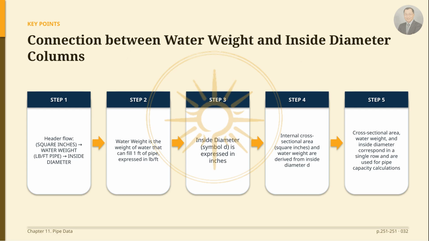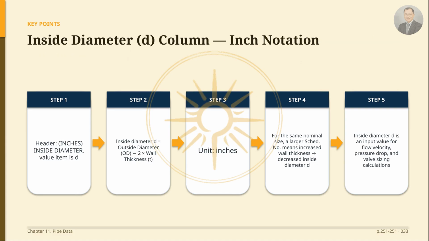Knowing this inside diameter D allows you to find the internal cross-sectional area in square inches, and by multiplying that by the density of water, you can calculate the water weight. Ultimately, within one row, the cross-sectional area, water weight, and inside diameter are paired together and used when determining piping capacity. I would like to introduce the inside diameter column of the pipe data table.